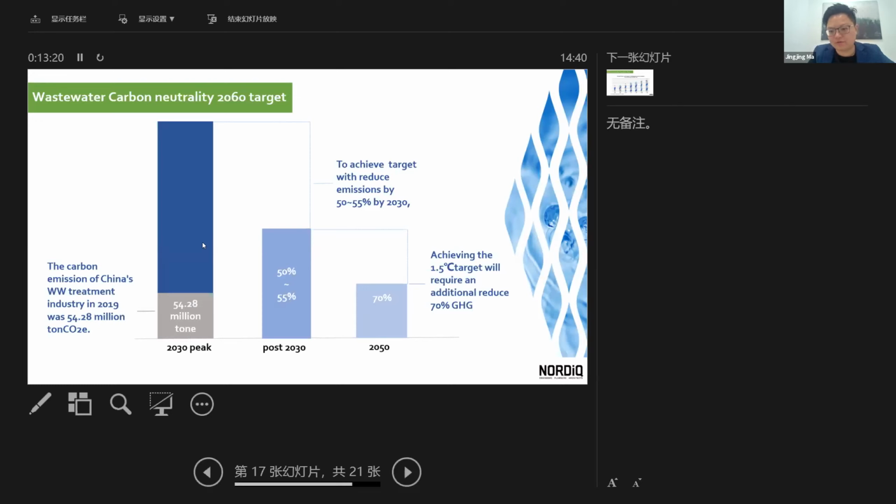And we can also see a forecast that, due to rural development in the next 10 years, we can foresee similar trends to the urban development of the last 12 years. And post-2030s, that will be around 2030 to 2040, based on the 1.5 degree scenario, we have to achieve around 50% to 55% emission reductions, and then finally by 2050 we have to reduce 70% of the greenhouse gas. That's based on the latest national target.